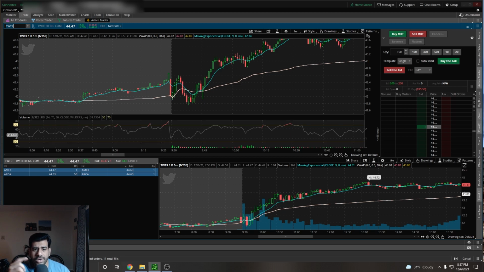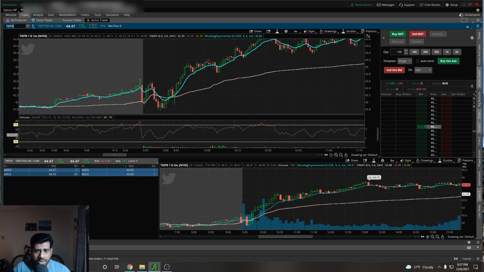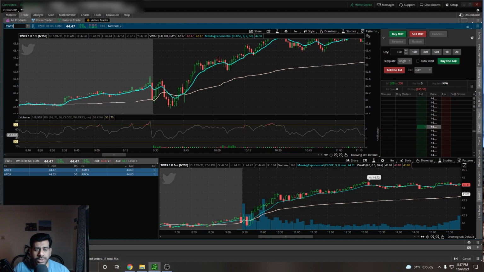And the same thing happened with Twitter. It reversed the trend, started its rally and started making higher highs. Now, as you can see here, there are two indicators. The white line is the VWAP, or volume weighted average price, and the blue line is the exponential moving average, which in short you can call a 9 EMA. If the stock's price action is above the 9 EMA, that means the trend is bullish. If it is below the 9 EMA, you can consider it bearish.